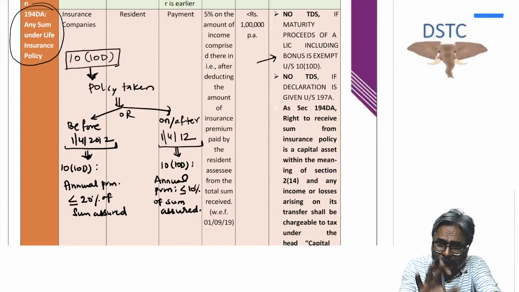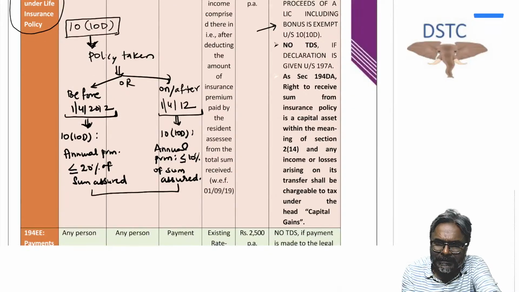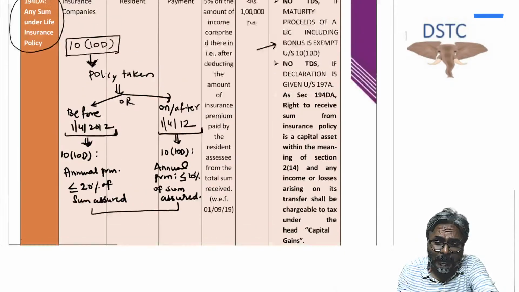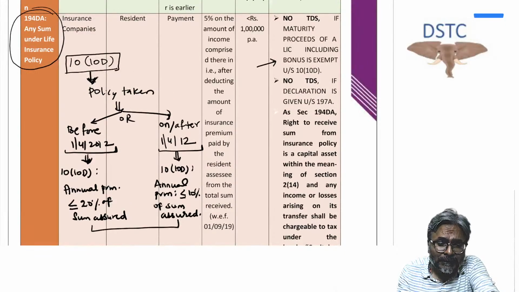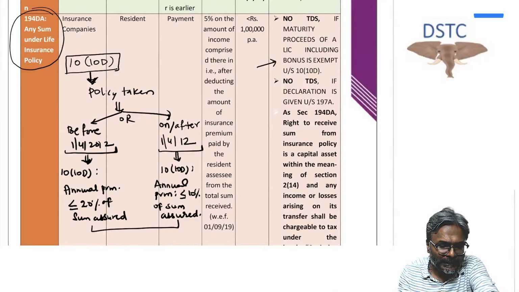So if you fall under this category, then students, what we will say is that absolutely no TDS will be deducted by the payer. Who is the payer? The insurance company, at the time of making the payment. Payment of what? The sum under the insurance policy. No TDS will be deducted, students, at all. And what is the rate of TDS, by the way?